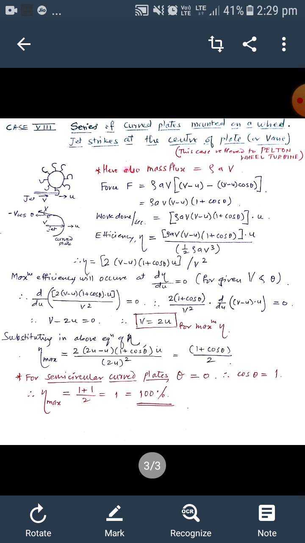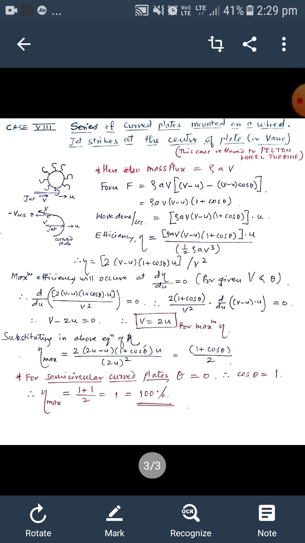Again, its derivative is taken with respect to u. Same condition we get as velocity of jet should be equal to twice of the velocity of plate. If this is substituted in the efficiency equation, maximum efficiency expression comes out to be 1 plus cos theta divided by 2. So it depends on theta, how much we divert the jet in the backward direction.